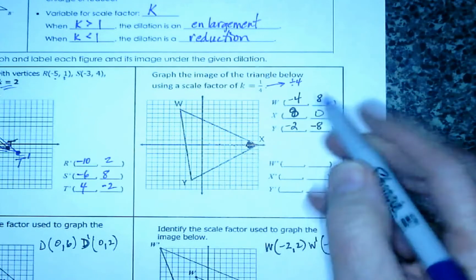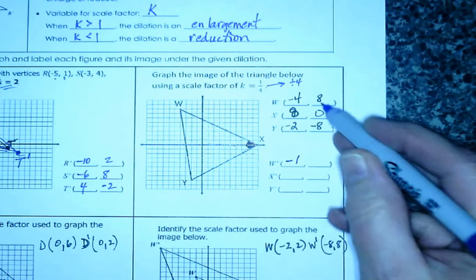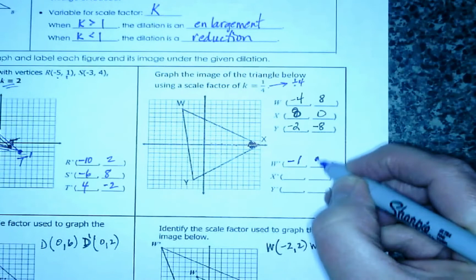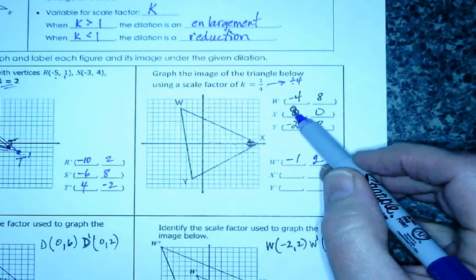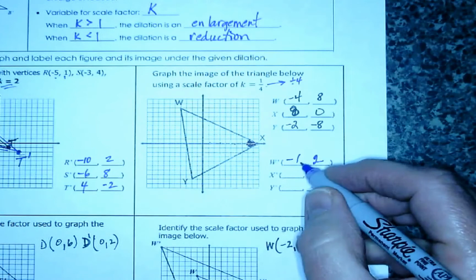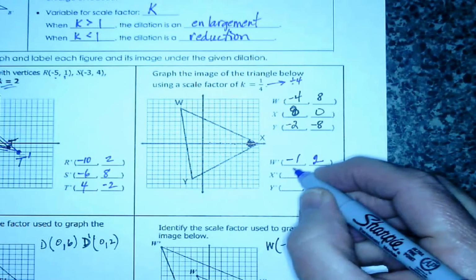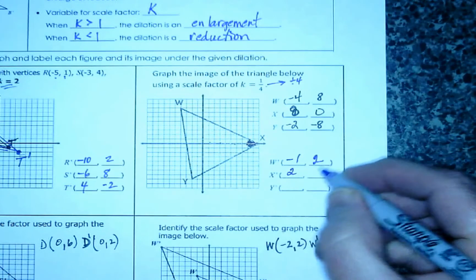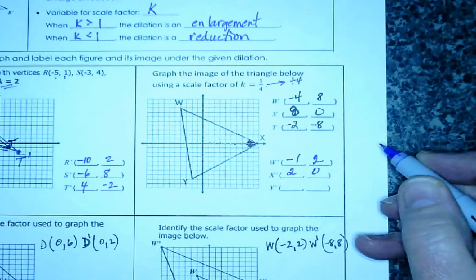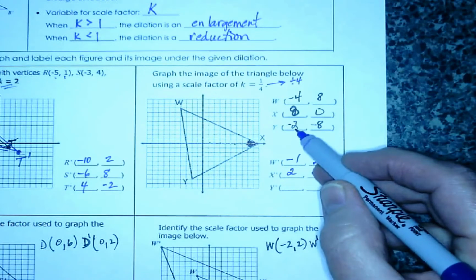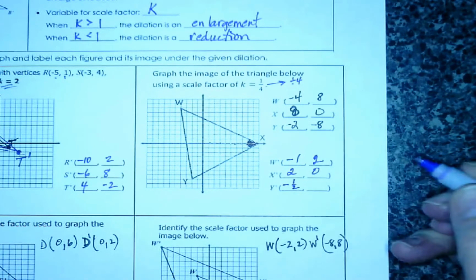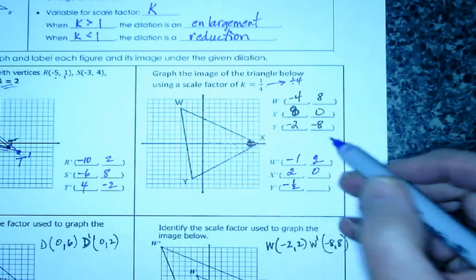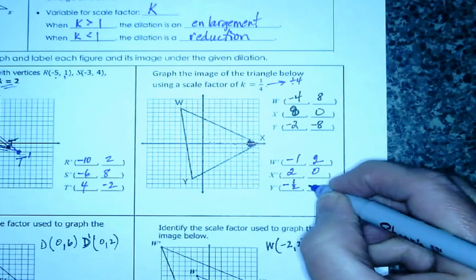So negative 4 divided by 4 is negative 1. 8 divided by 4 is 2. 8 divided by 4 is 2. 0 divided by 4 is 0. Negative 2 divided by 4 is negative 1/2, or 0.5. And negative 8 divided by 4 is negative 2.